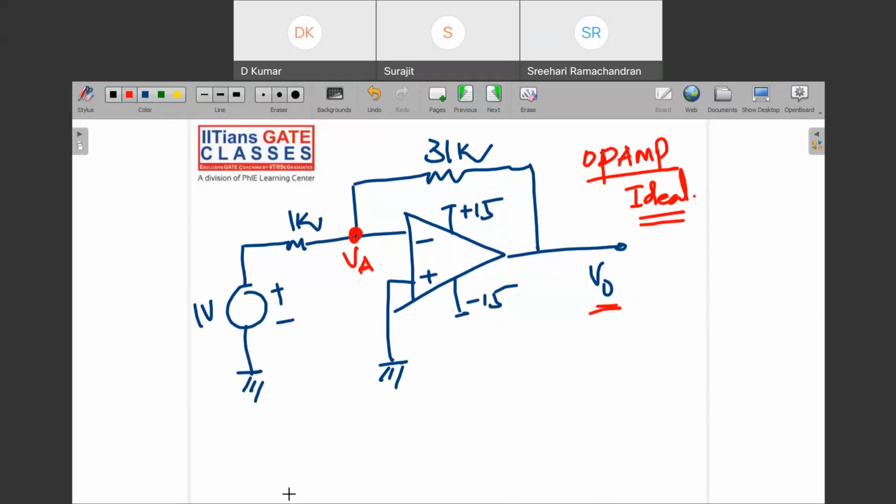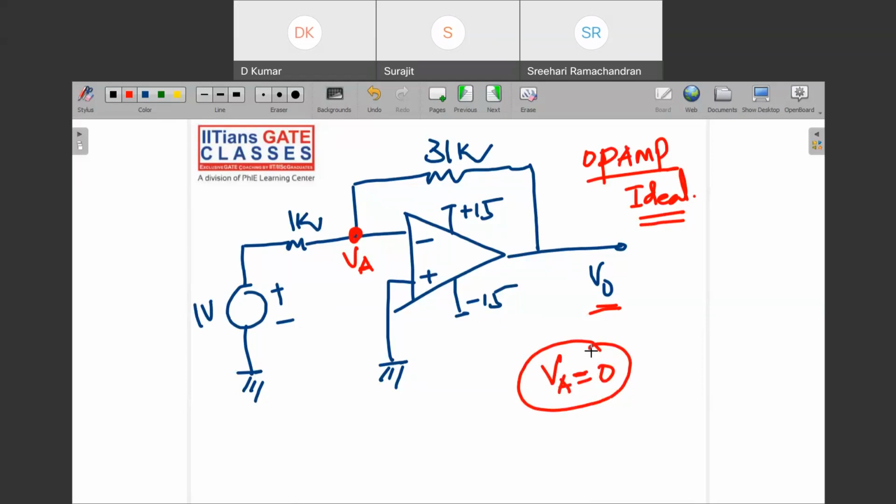Like sir has told you in the class, sir has told you two assumptions, right? The potential at the inverting terminal and the potential at the non-inverting terminal will be the same. So what answer will you give? 0, right? Directly you will give 0. Yes, definitely you will give 0.